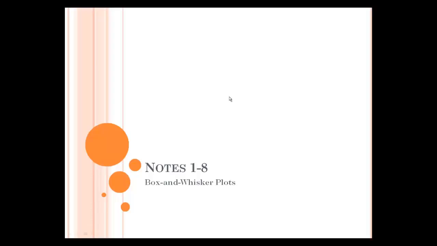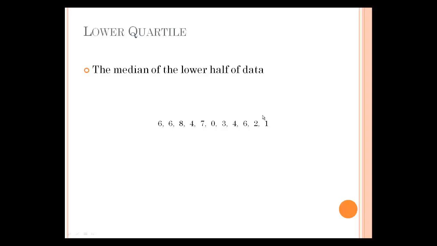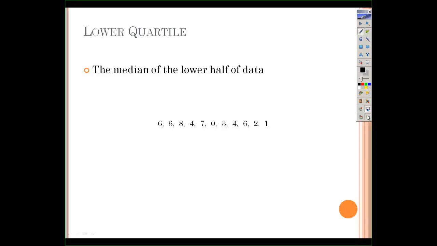This is Mr. Gilman. Today we're going to talk about box and whisker plots. Before we get going, we need to first know what the lower quartile is. We've talked about median before, but specifically today we're going to talk about the median of the lower half of data. Okay, and in the past, before we found the median, we had to put them in order. The same goes for the lower quartile.